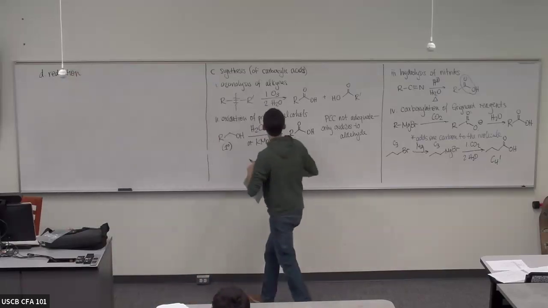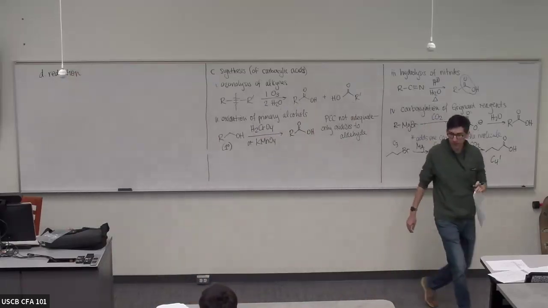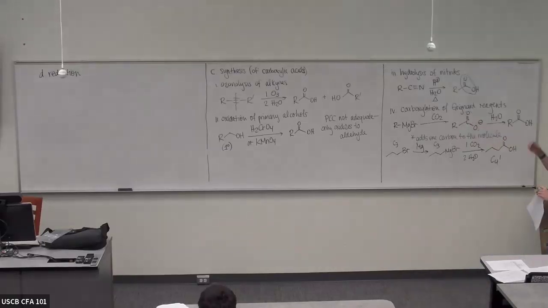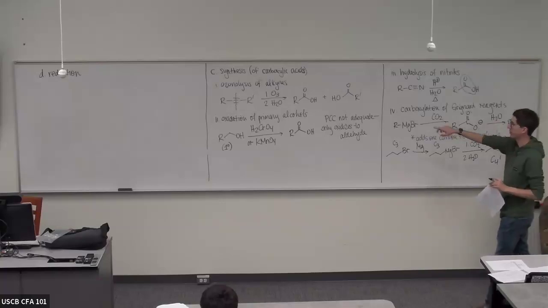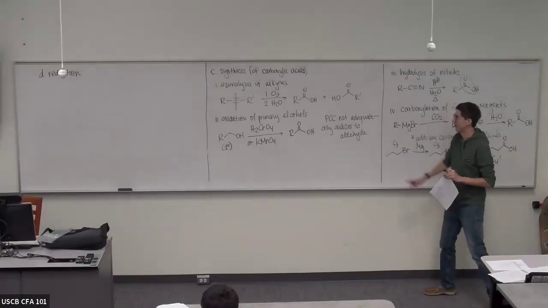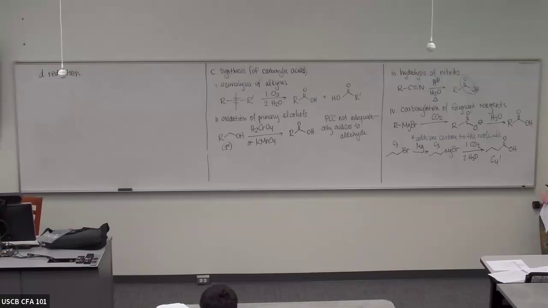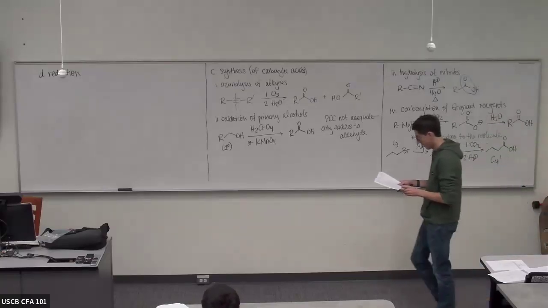Okay, so we looked at synthesis, and those are our 4 methods for making carboxylic acids. Don't get too excited about this one because a lot of times you're going to need to not add a carbon and you're going to have to do something like that. Anyway. Okay, reduction of carboxylic acids.